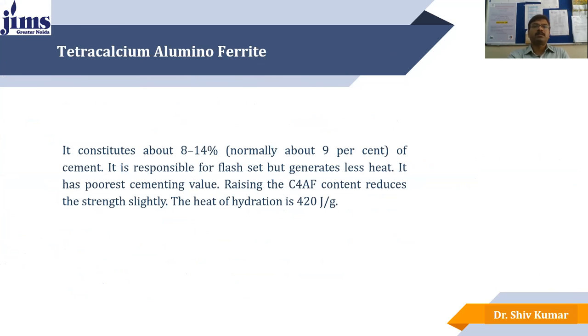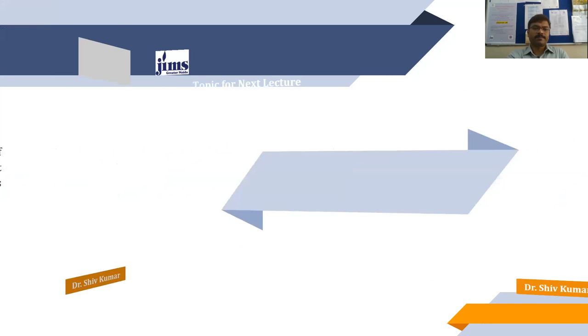The last one, tetracalcium aluminoferrite. It consists of about 14% normally as a whole. It is 9% of cement. It is responsible for flash set, but generates less heat. It has the poorest cementing value. Raising the C4AF, that is tetracalcium aluminoferrite content, reduces the strength slightly. The heat of hydration is 420 joules per gram.